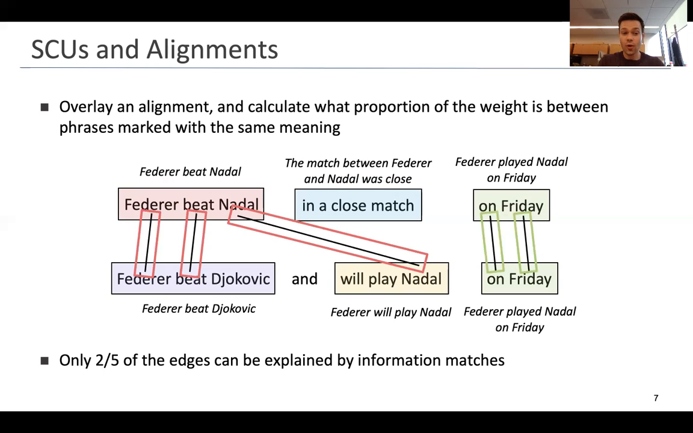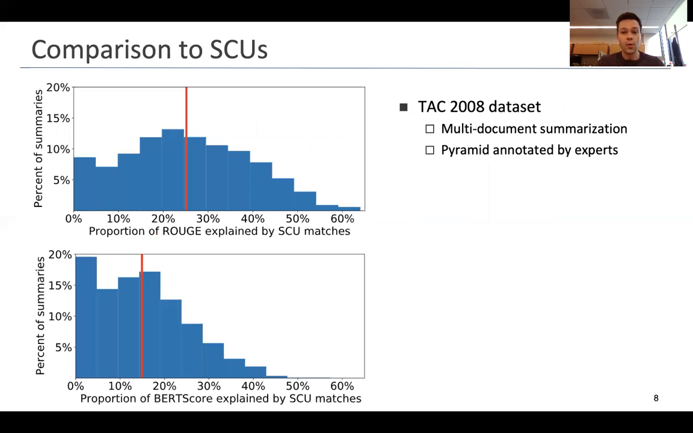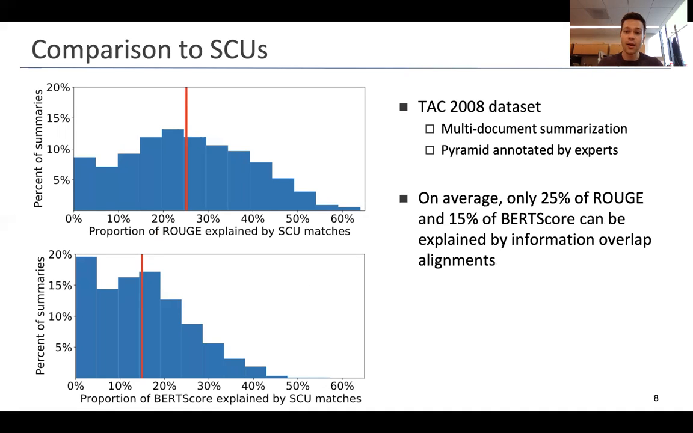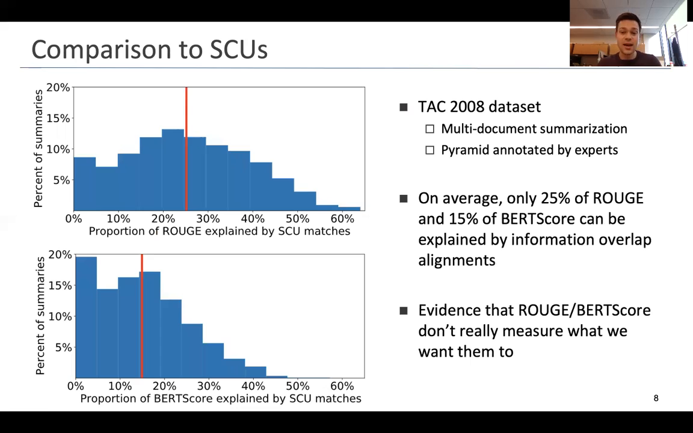So for example, here, only 2/5 of the edges can be explained by matches between phrases which mean the same thing. And that means 3/5 of the score actually is capturing something other than information similarity. And so we calculated what proportion of Rouge and BERT score can be explained by such matches between the summary content units on the TAC 2008 dataset. And we found on average that only 25% of Rouge and 15% of BERT score can be explained by such matches. And we believe this is evidence that Rouge and BERT score are really not measuring what we want them to.